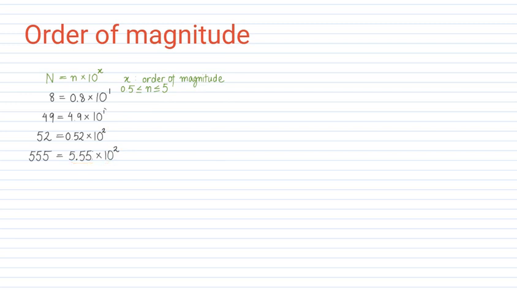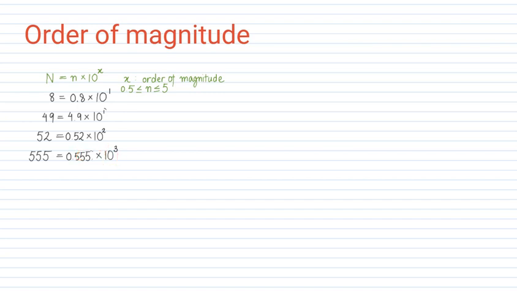Now look here. Is 5.55 greater than 0.5? Yes. Is 5.55 less than 5? No. So what will you do? Again take this decimal here, and in that case what happens? This order 10 to the power 2 will increase to 10 to the power 3. So you have 555 which you can write as 0.55 multiplied by 10 to the power 3.